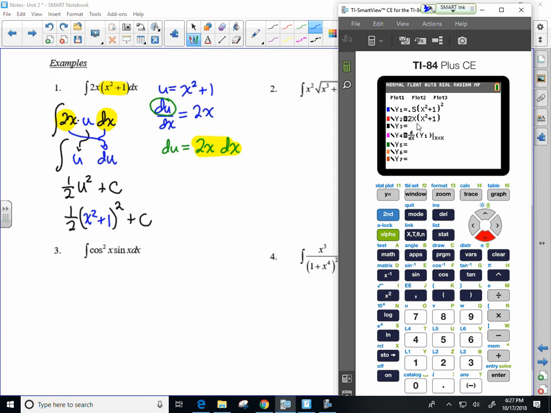What I'm telling the calculator to do is take the derivative of what I put in for y1, and that should be the same as what they gave me in the integral, because the derivative of an antiderivative should bring you right back where you started. Right? So if these two graphs match up, then I'm pretty confident that I didn't screw it up.